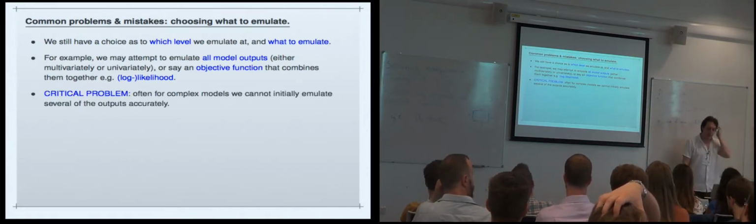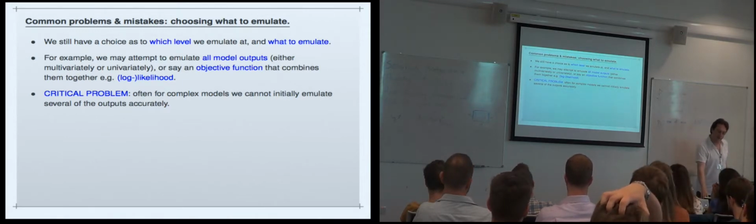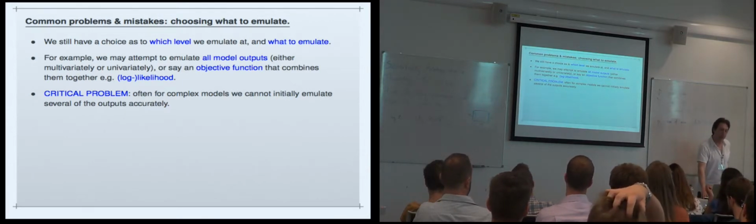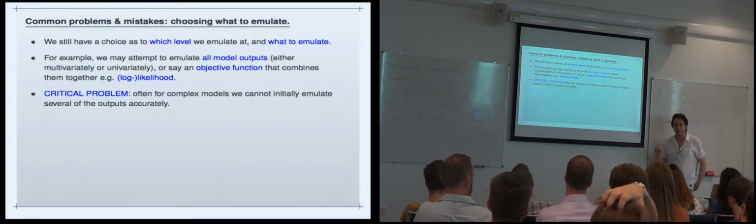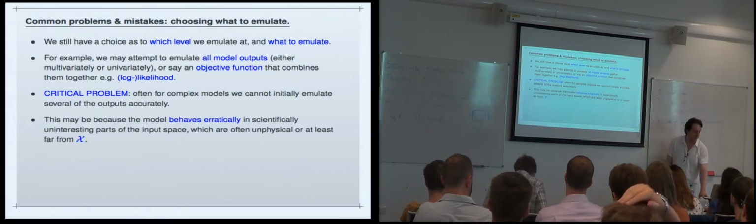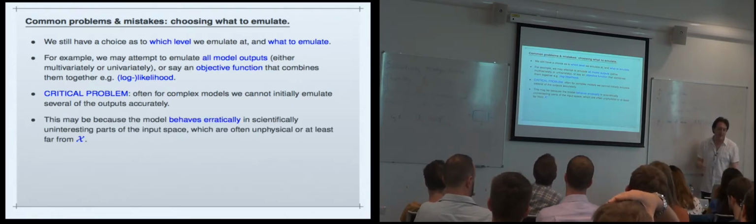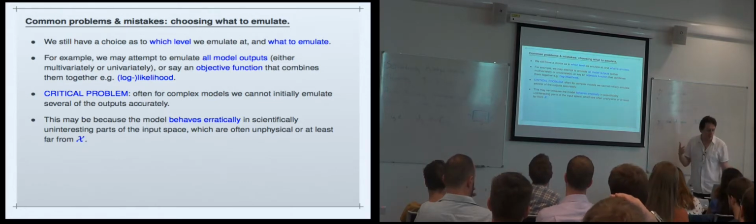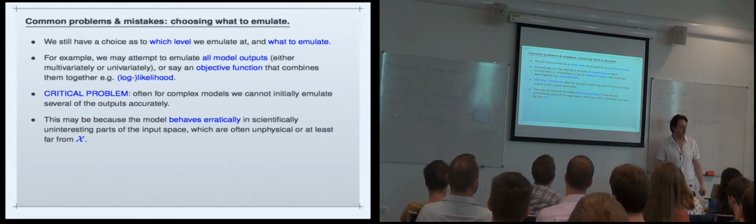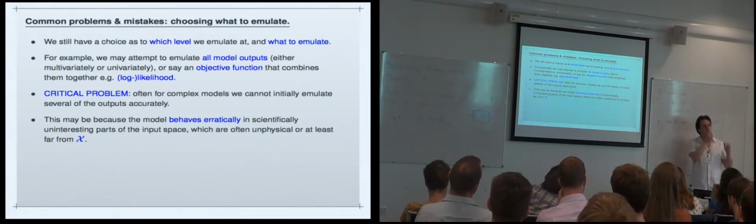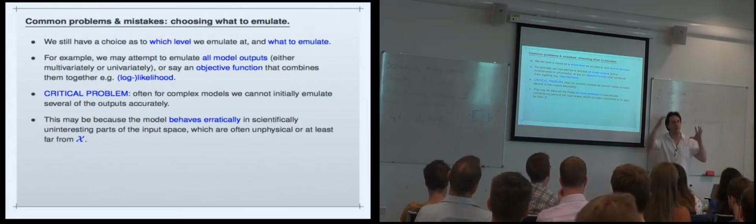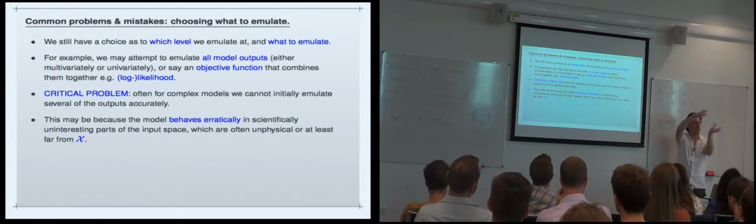So a critical problem is, often for complex models, we cannot initially emulate several of the outputs accurately. Some outputs can have hard behavior to emulate. This may be because the model behaves erratically in scientifically uninteresting parts of the input space. These may be unphysical, or at least far from that region of interest chi. So what do I mean by that? I mean you have a box of inputs. In certain corners or certain regions, your model just does crazy stuff.